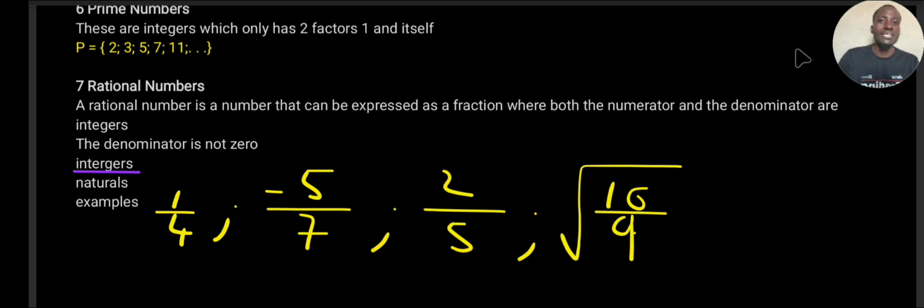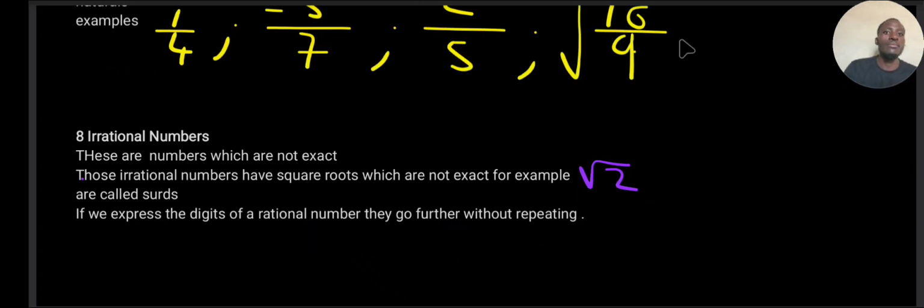Now let's move on to the last number system, which is about irrational numbers. Irrational numbers are numbers which are not exact, right? They are the opposite of rational numbers. Those irrational numbers have square roots which are not exact, for example the square root of 2. It's not exact, right? Irrational numbers whose square roots are not exact are called surds, which we're going to do later on in the videos.